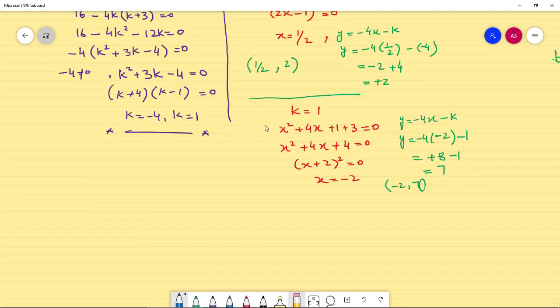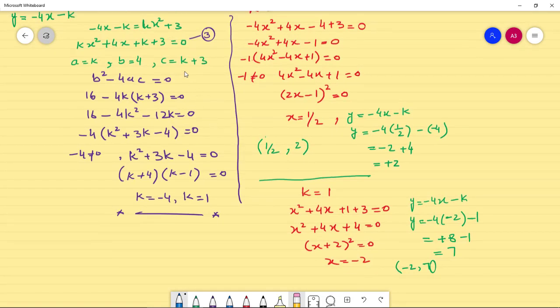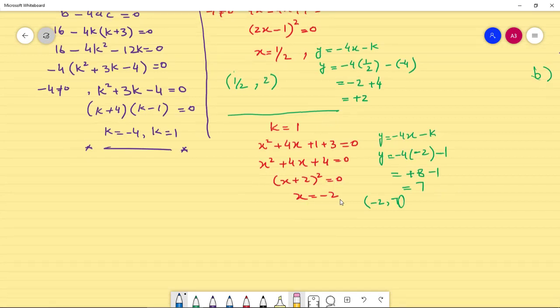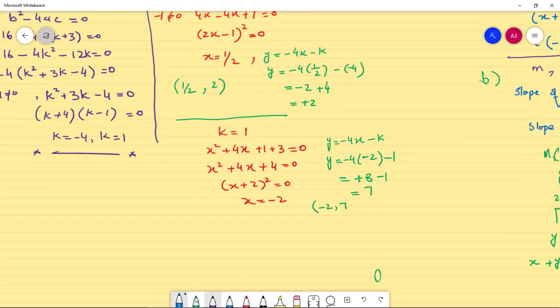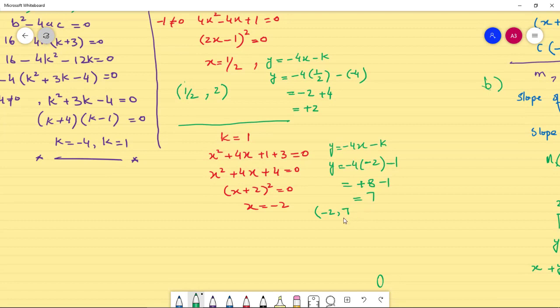Now k is equal to 1, and similarly put this value into equation number 3, and the equation becomes x plus 2 whole square equal to 0, x is equal to minus 2, and y is minus 4x and so on, and y would be 7. So the point would be minus 2 and 7. So this is our final answer.